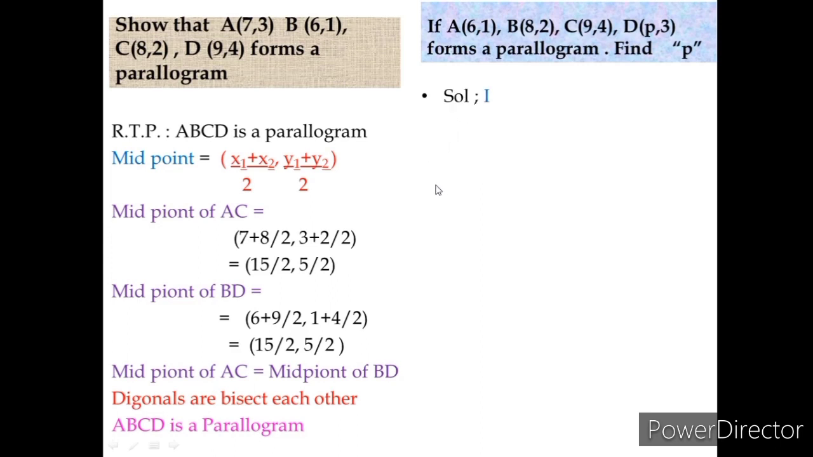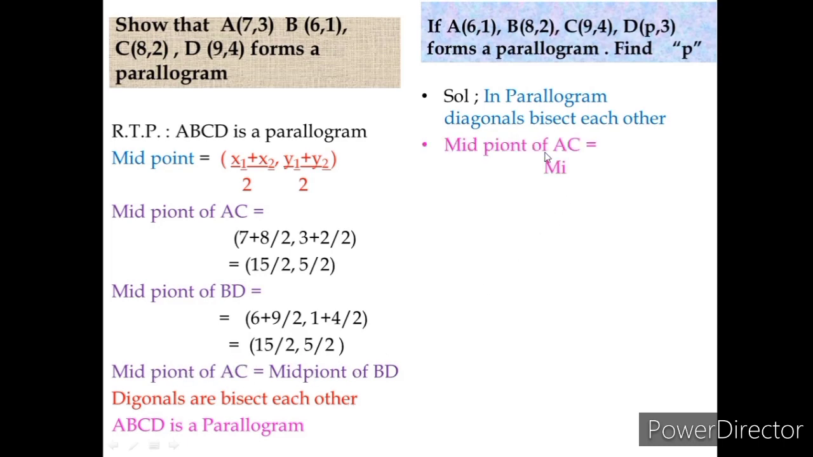Okay, come to the solution. You see here in a parallelogram, you have to write down the condition. This condition is to be written here. Diagonals bisect each other. When diagonals bisect each other, what happens? Midpoint of AC is equal to midpoint of BD. Therefore, we know the formula of midpoint. You have to substitute the relevant values in this formula. So the step will be like this.